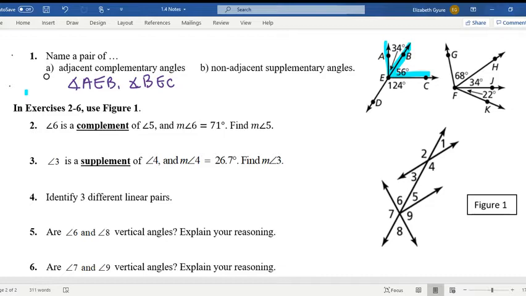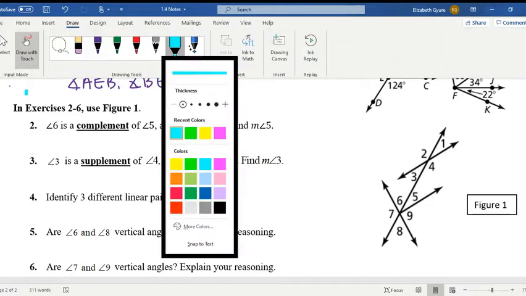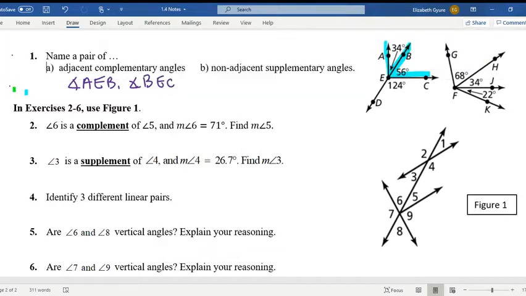Then for the next one, it says non-adjacent supplementary angles. So this time, the angles are not next to each other. So again, supplementary means 180. So you're going to look for angles that add to be 180. Now I see that in a few different places. Right here, if you take 56 plus 124, that would add to be 180. And you could even go across diagrams here.